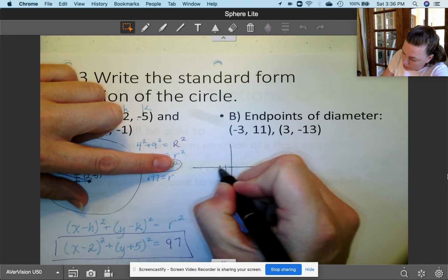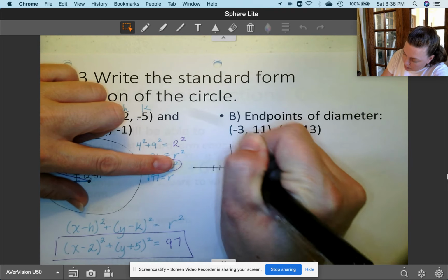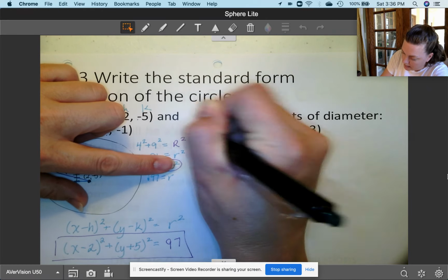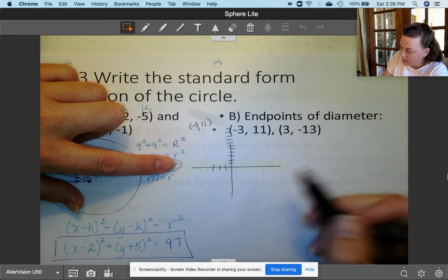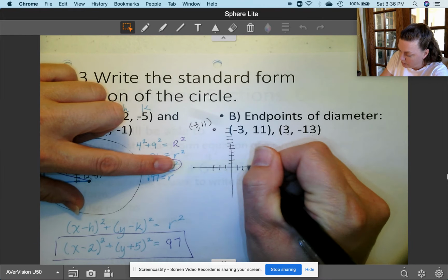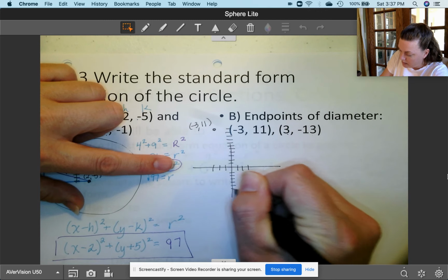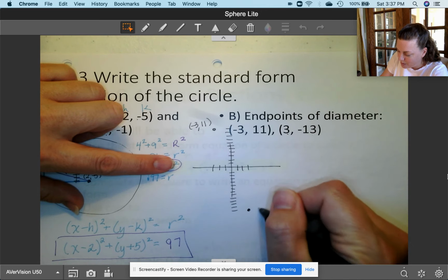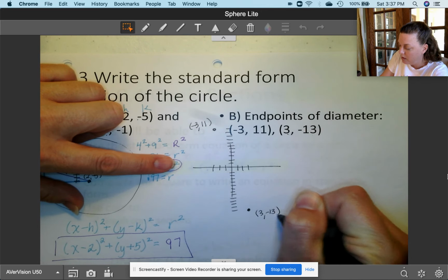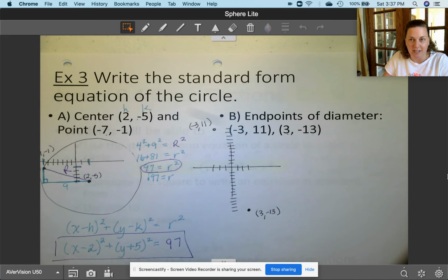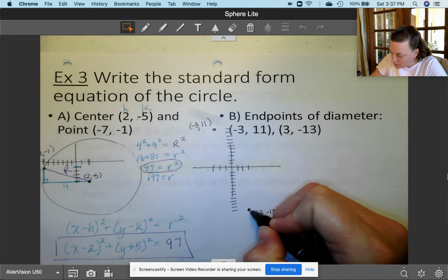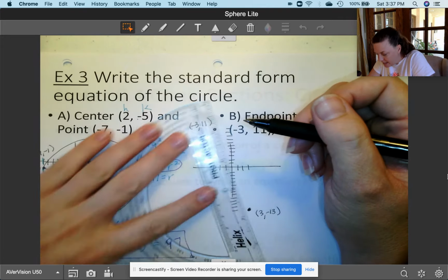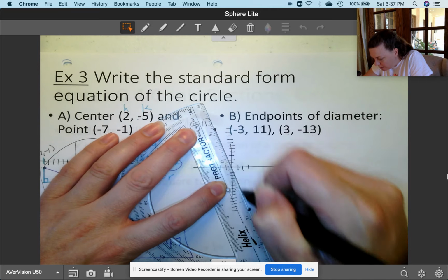Let's see, 1, 2, 3, 4, 5, 6, 7, 8, 9, 10, 11. All right. There it is. Negative 3, 11. Then we have 3, negative 13. 1, 2, 3, 4, 5, 6, 7, 8, 9, 10, 11, 12, 13. Okay, 3, negative 13. This is not useless work, ladies and gentlemen. When I taught geometry, I didn't give them credit if they didn't have a picture. Okay, ladies and gentlemen, this is a diameter. So between these things, look at me with my straight edge right here. I must be a math teacher.